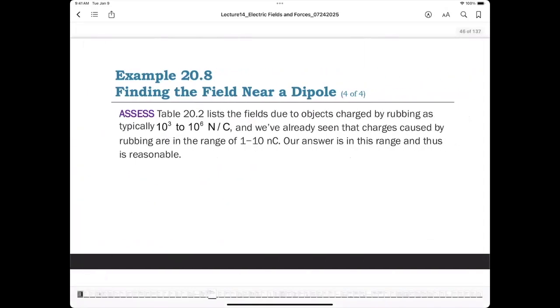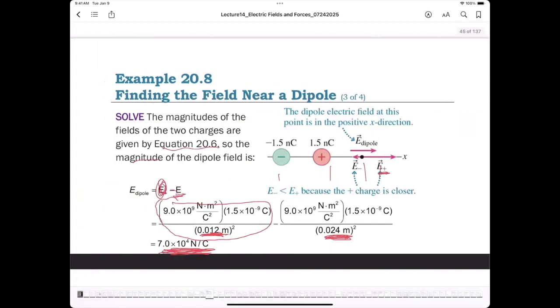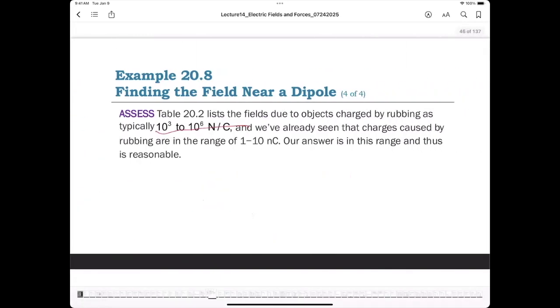Okay, let's assess this question. Table 20.2 lists the fields due to objects charged by rubbing as typically in this range, and you can see this is our result. Actually, it is reasonable, and we've already seen that charges caused by rubbing are in the range of 1 to 10, and our answer is in the range, and thus it is reasonable. Does it make sense to you?